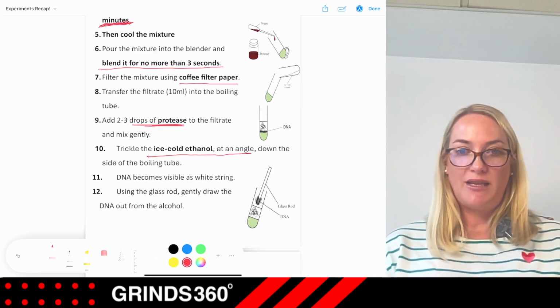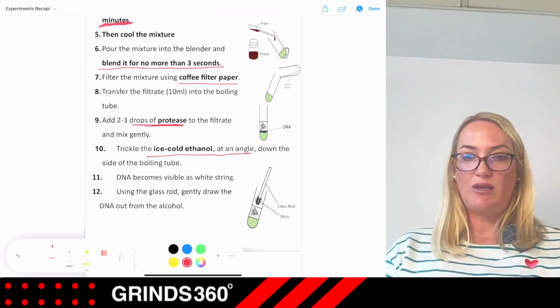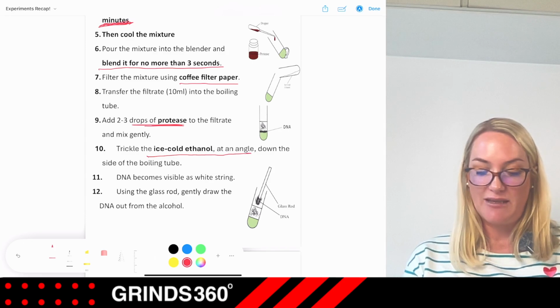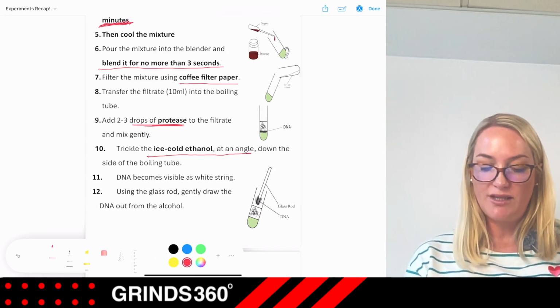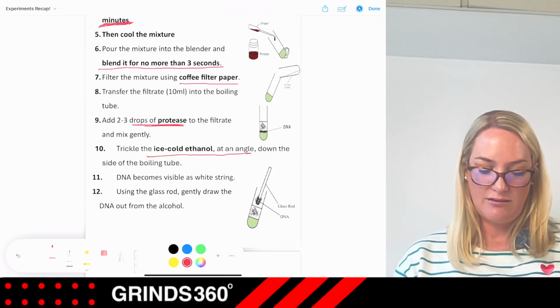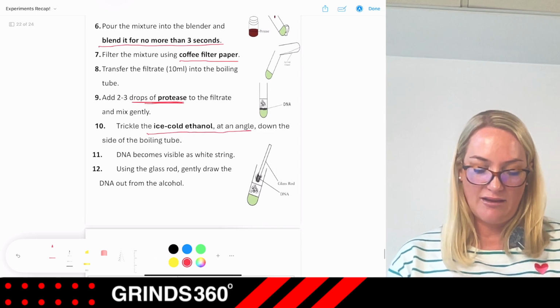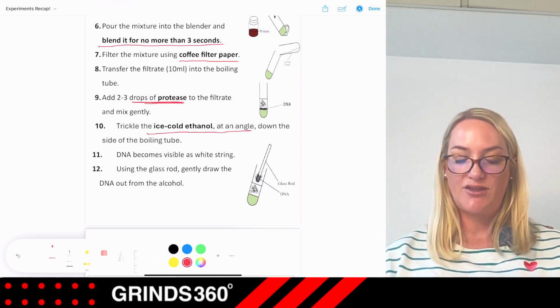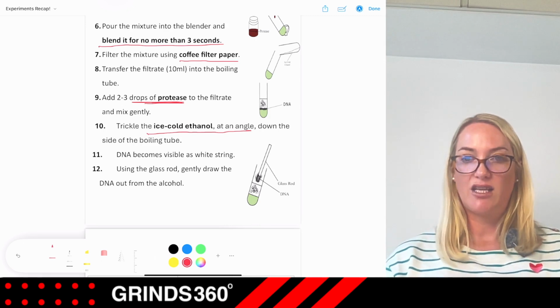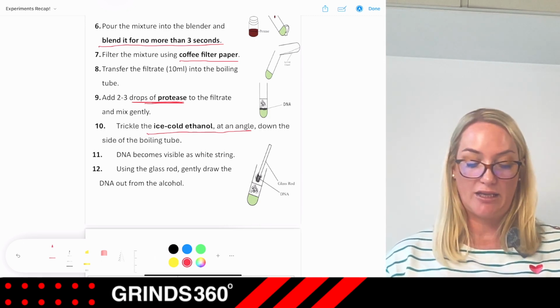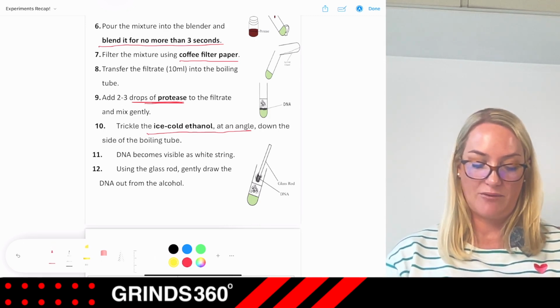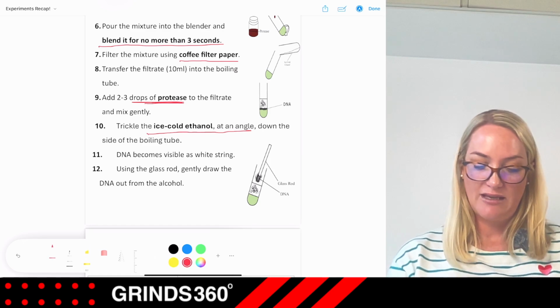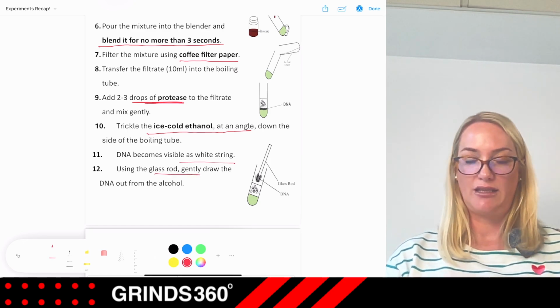So then what will happen, your DNA should become visible at the interface. DNA appears as a white visible string. And then how do you extract your DNA? You can use a glass rod, or some of you use an inoculating loop to remove that. So glass rod or an inoculating loop.